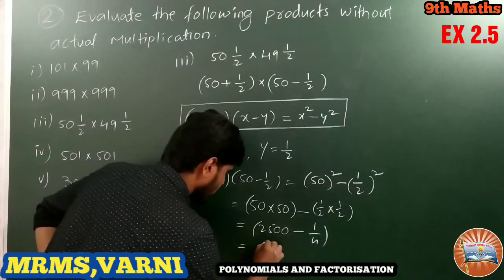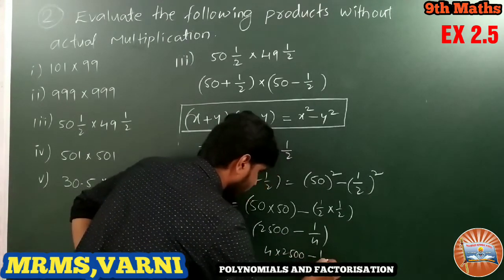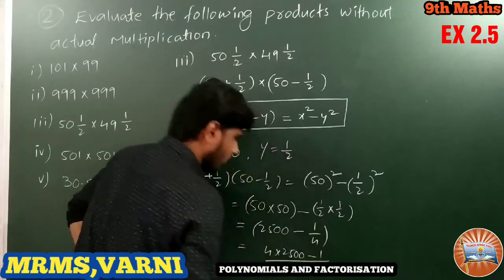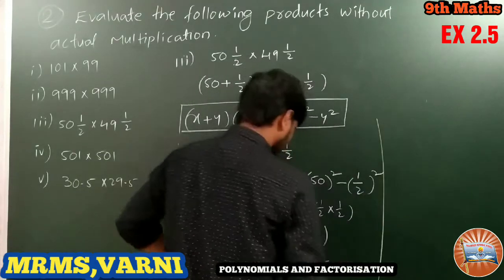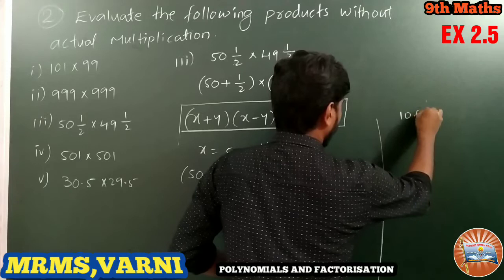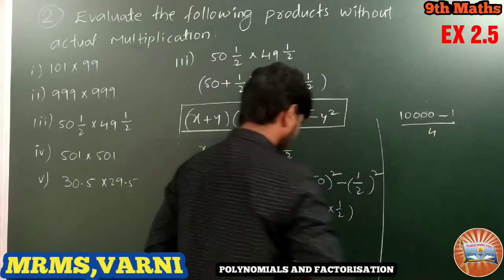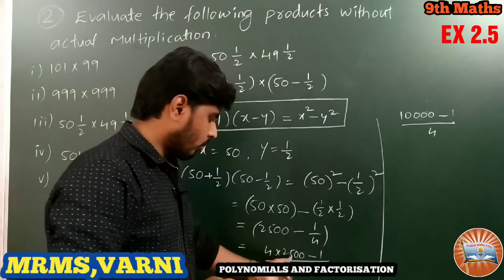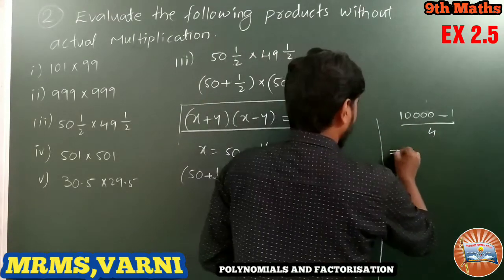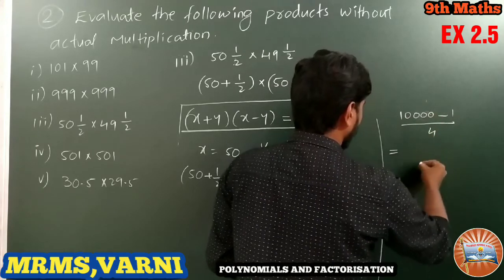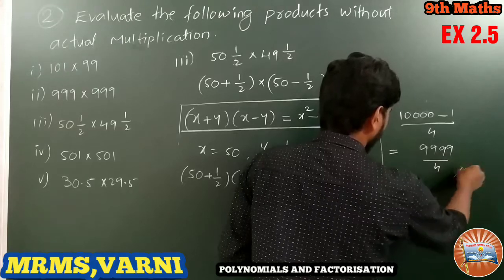This becomes, take the cross multiplication, 4 into 2500 minus 1 by 4. Okay, here it is 1 into 1, 1 only. Okay, right. So it is 10,000 minus 1 by 4. Is it okay? 4 into 2500 is nothing but 10,000, minus 1 as it is, 4 as it is. Okay, if you subtract 1 from 10,000, it becomes 9,999 by 4. That is the final answer.